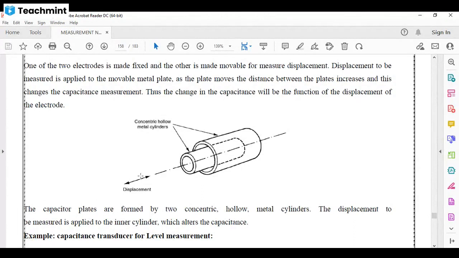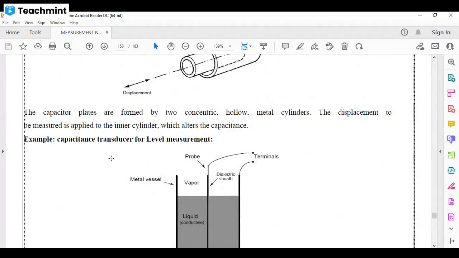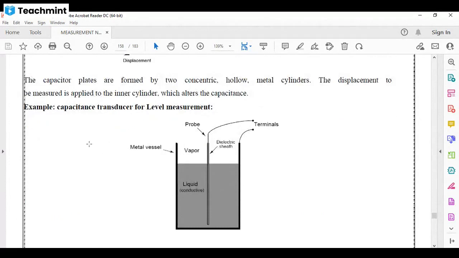This is our inner cylinder, where the displacement to be measured is applied, and it can be movable, which changes the capacitance. Just as an example of a capacitance transducer, consider level measurement. By using a capacitor transducer, we can measure the level.